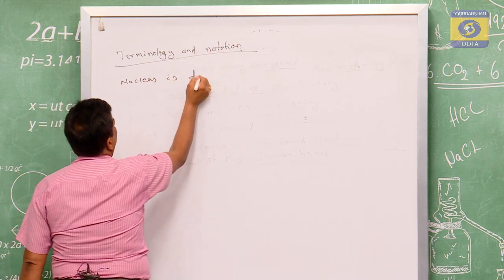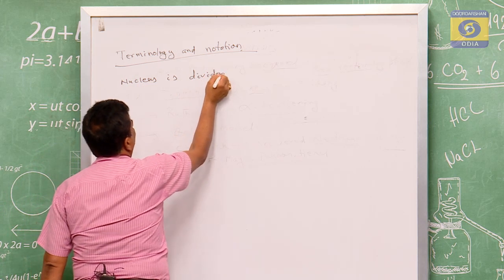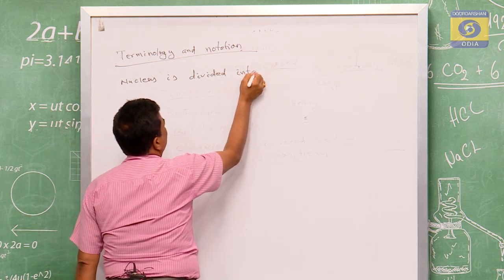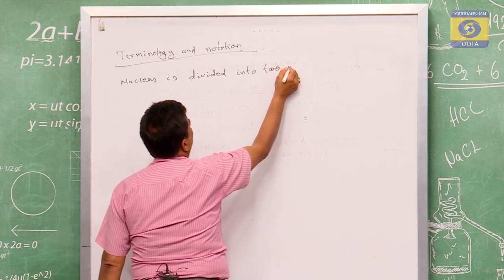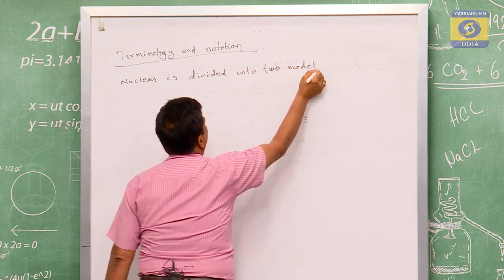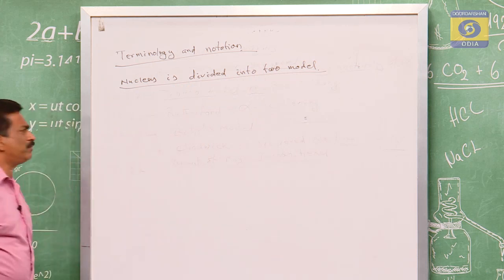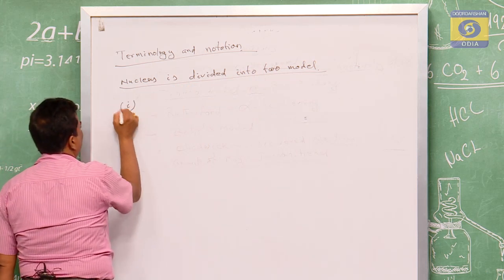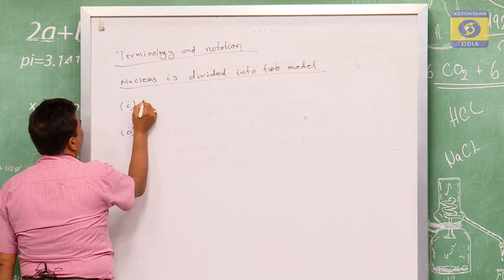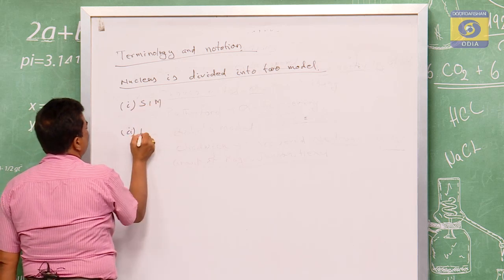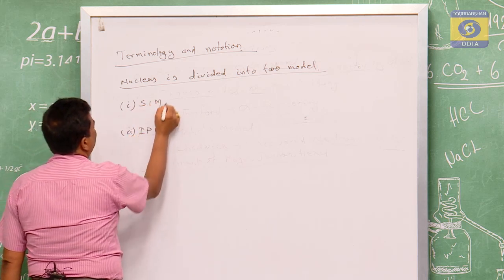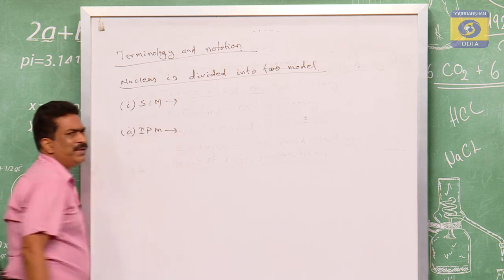that nucleus is divided into two models. It is being divided into two models. The one model is known as SIM, the second one is IPM.